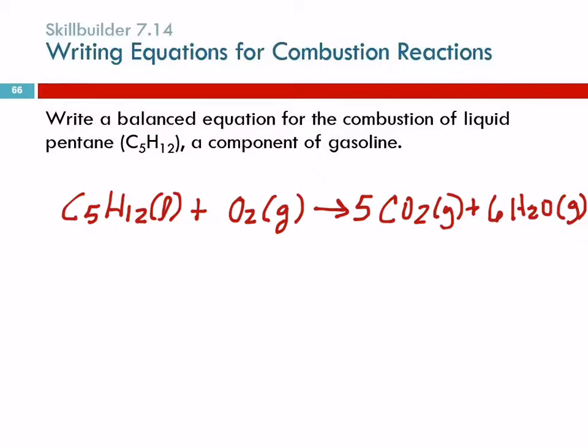And now we need to take care of the oxygens. So in 5 CO2s, we've got 10 oxygens, and then in 6 water molecules, I have 6. So that gives me 16 oxygen atoms. And so over here, to get 16, I need to multiply by 8. If you're having trouble balancing equations, get help from me or a classmate or one of the tutors. Balancing equations is a big deal. Any questions?